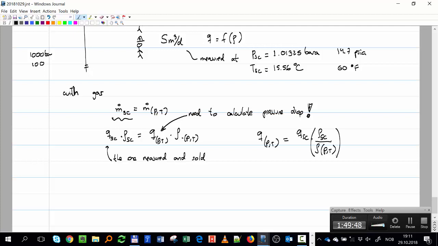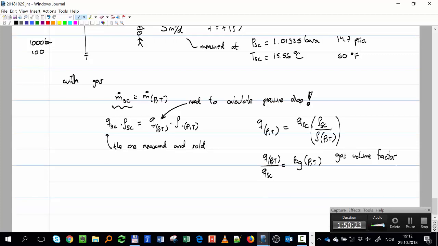That clear? So how do I call this factor? You know, we are petroleum engineers, we like to put names to everything. So how do we call that factor? We say that Q at pressure and temperature divided by Q at standard conditions is equal to BG at pressure and temperature. And that's what we call the gas volume factor.